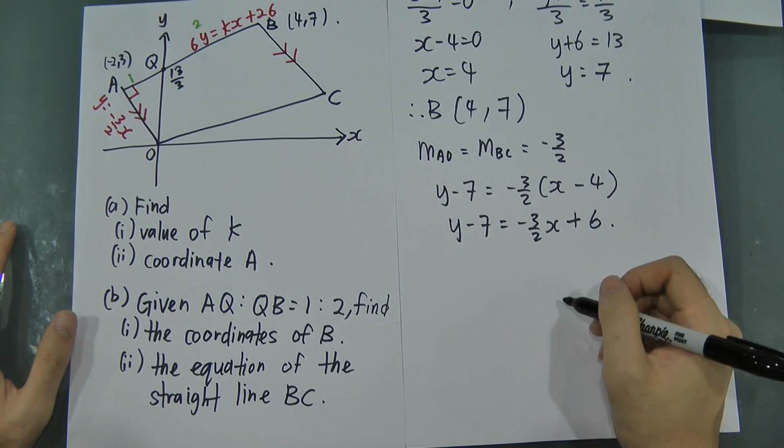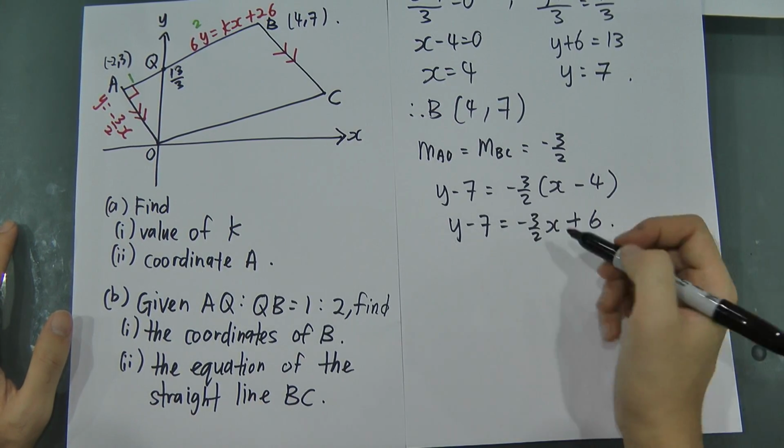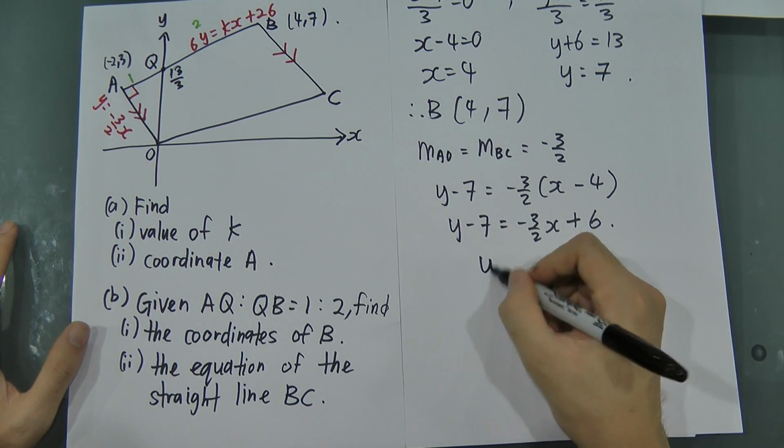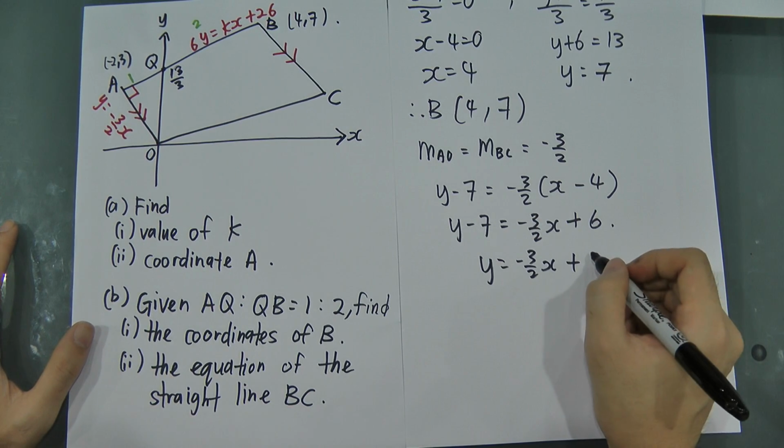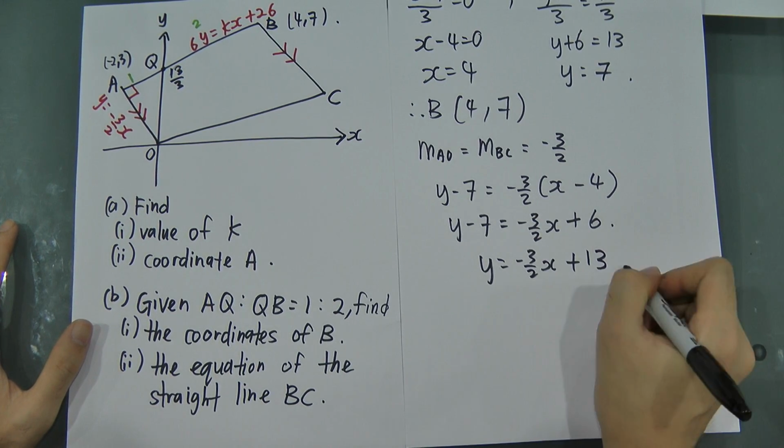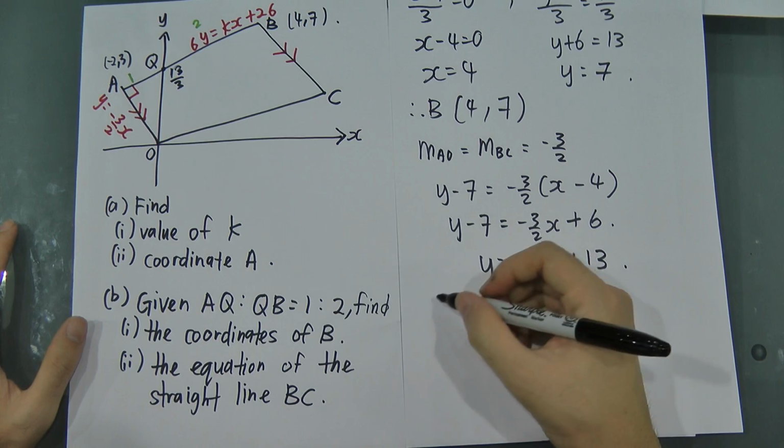Okay? Yeah, is it 6? Yeah, 2 multiply 3, 6. Yeah, correct. So y will equal negative 3 over 2x plus 6 plus 7 will be 13. Alright, this one is the equation.